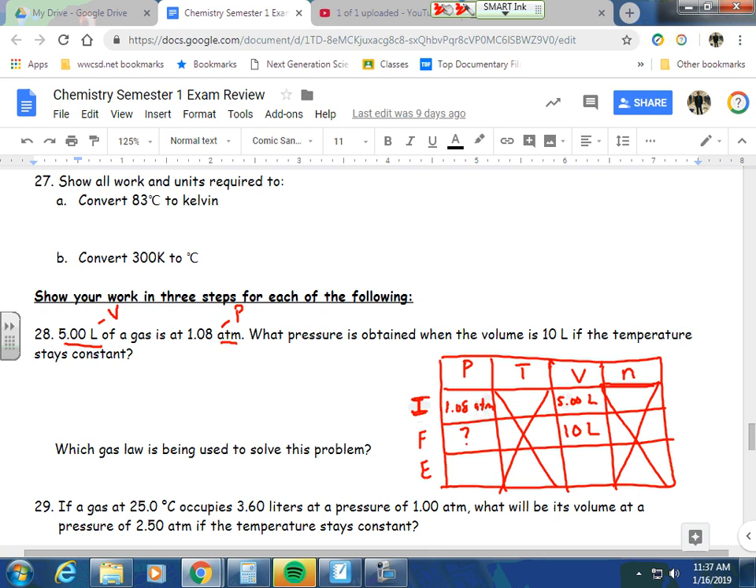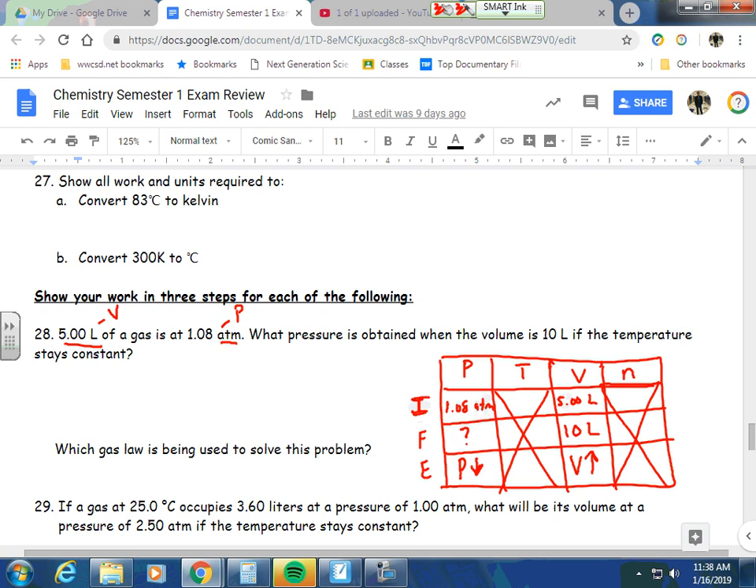Okay? So what I first want to do is look at what I have, the volume. Initially it was 5 liters, and it changed to 10 liters. So down here in the effect row, I'm going to make a note that the volume increased. Now I want to make a prediction. What should that mean for the pressure then? If the volume goes up, what should happen to the pressure? Well, if the volume goes up, there's more space for the gas particles to move around, meaning they're going to hit the sides of the container less often, which should mean less pressure. Okay, so when I set up my equation and try to solve for this, that should all make sense.